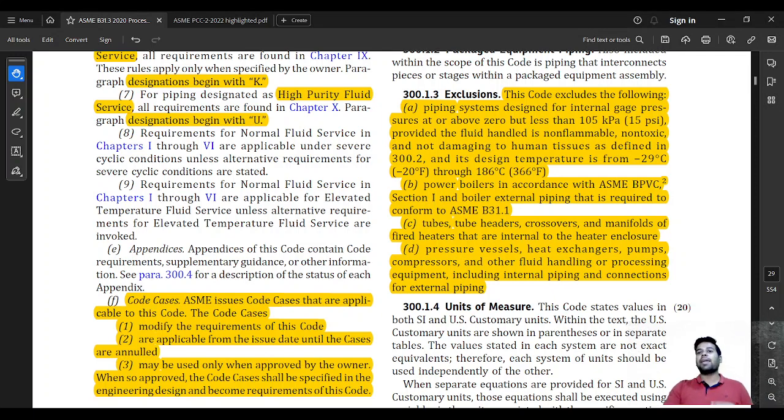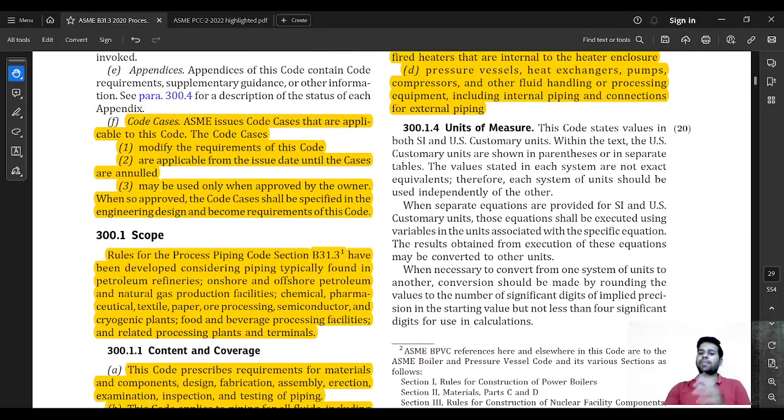So a power boiler's external pipeline is not covered in this code. There is a different code which is known as the power piping code, that is ASME B31.1. So boiler external pipelines are not part of this code. There is another code for that. So power boilers in accordance with ASME BPVC Section 1 and boiler external piping that is required to conform to ASME B31.1. Tubes, tube headers, crossovers and manifolds of fired heaters that are internal to the heater enclosure, pressure vessels, heat exchangers, pumps, compressors and other fluid handling or processing equipment, including internal piping and connections for external piping. All of these are going to be excluded from the scope of ASME B31.3.